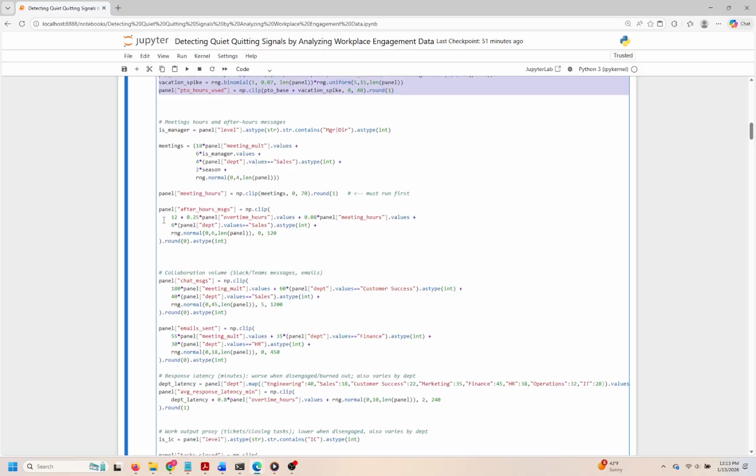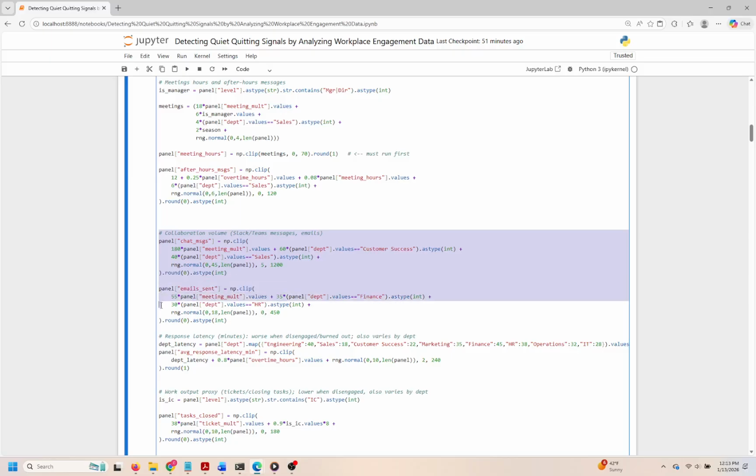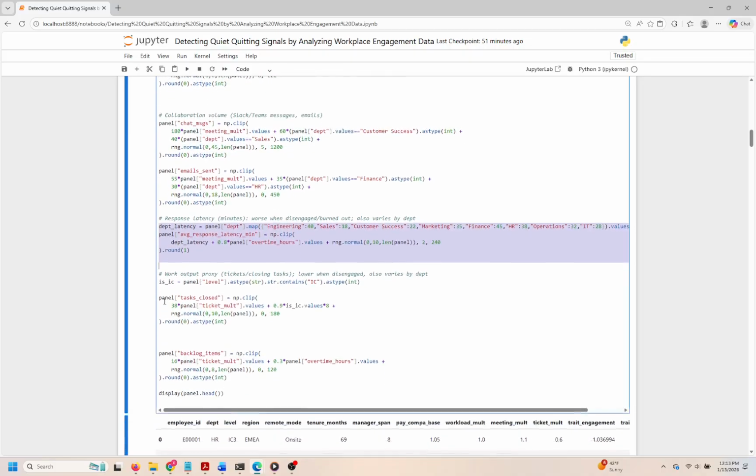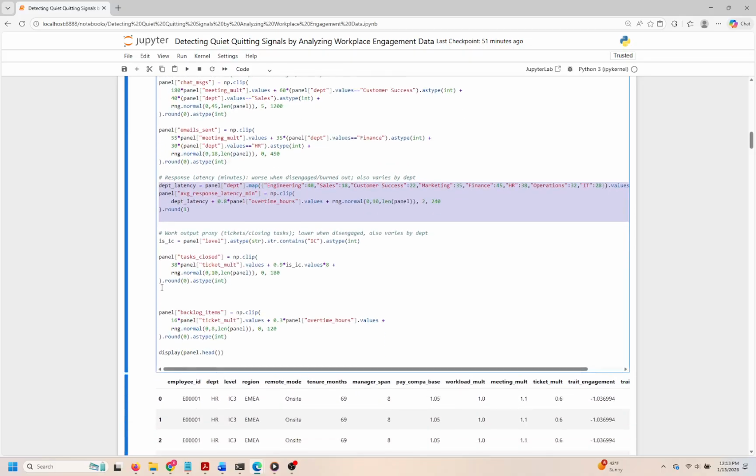Finally, we examine response latency and work output, recognizing the negative effects of burnout and disengagement. This dual focus on latency and tasks closed not only reveals insights about productivity, but also highlights potential pressures faced by employees, particularly in different departments.